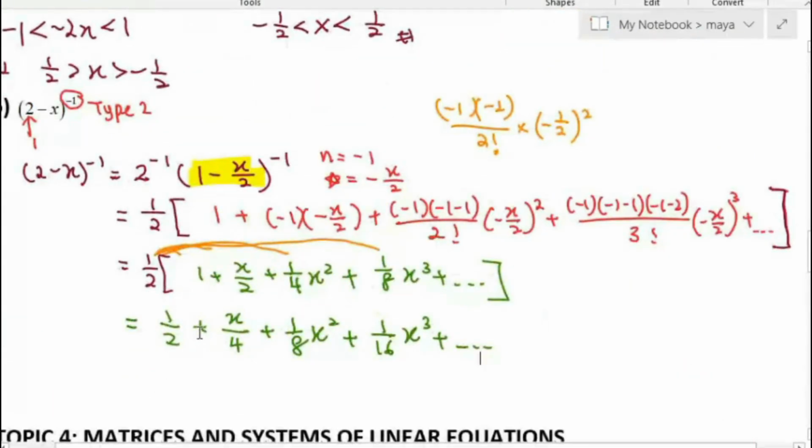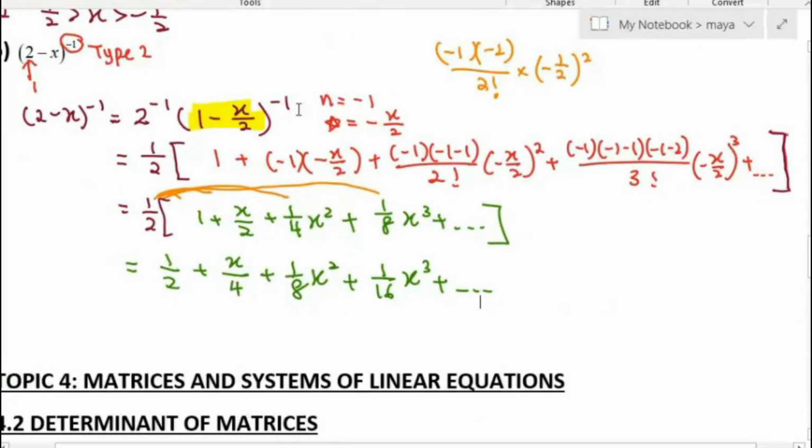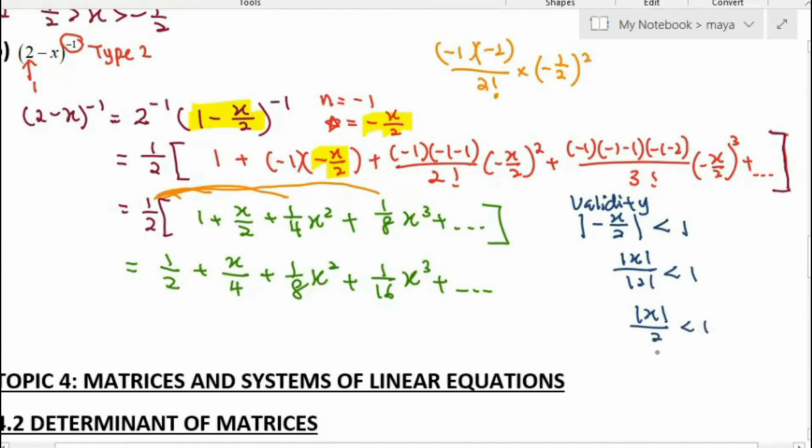Okay, then we continue for validity. Validity will follow our expansion. This is the expansion for negative x over 2, so our validity will become modulus of negative x over 2 less than 1. So how to solve this? We can separate it. This one, negative modulus always becomes positive, so we can just leave it as modulus x over modulus 2. Then modulus x over 2, then modulus x less than 2. x less than 2, define your modulus. Open your modulus: less than 2 and more than negative 2.